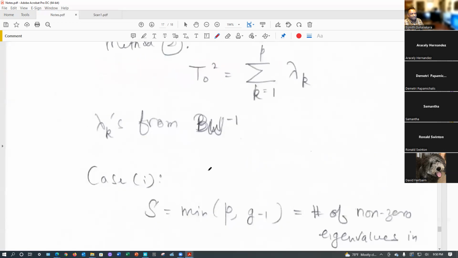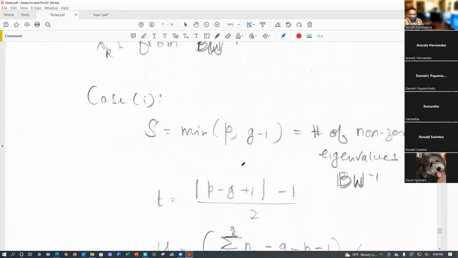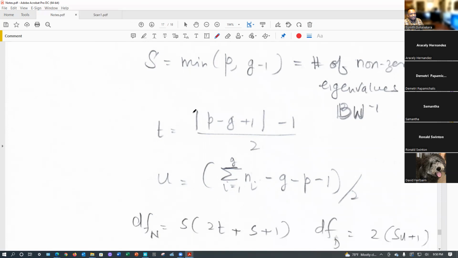Now this one is not enough. Once you get this one, I want to convert it into F. That's the F value that you're going to see displayed over there. So S is the minimum of these two, P and G minus 1, the number of non-zero eigenvalues in this one. Okay, same thing. And this one P.